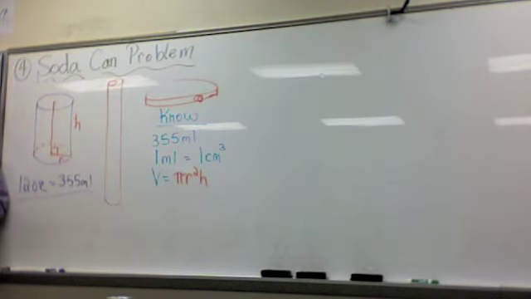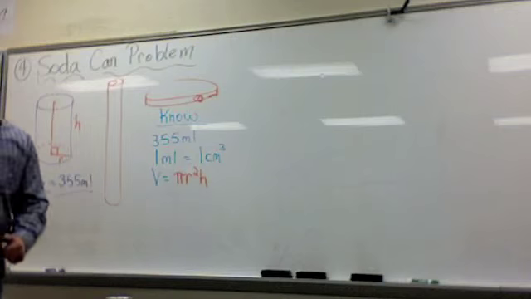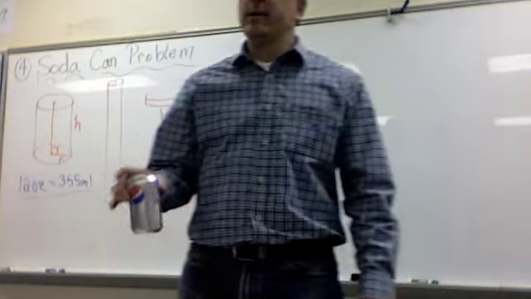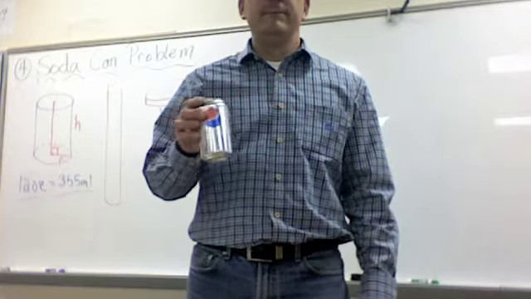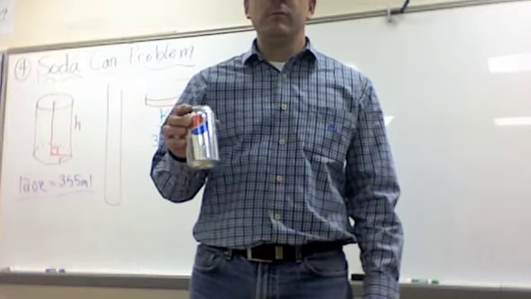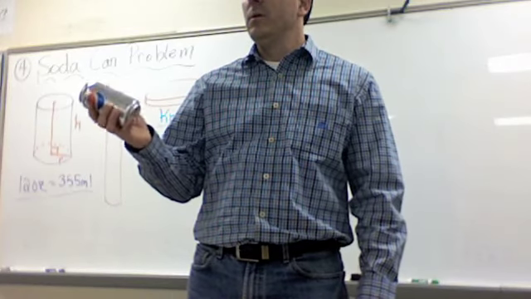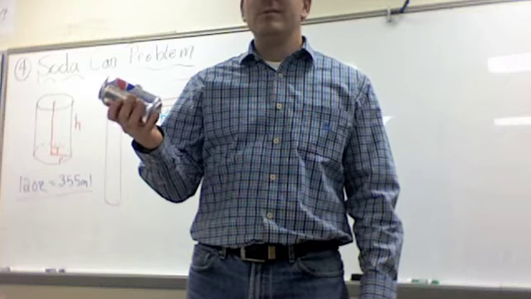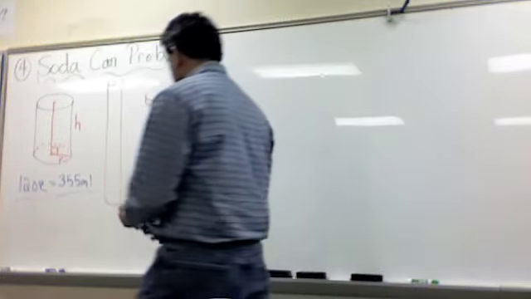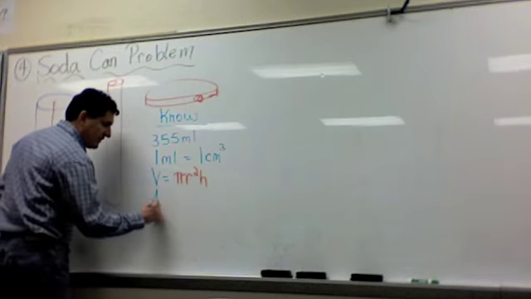Okay, what else do we think we should know? Think about what we're trying to find. What are we trying to find? Dimensions. How much aluminum? Surface area. So now we're going to do surface area. I'm going to use just A for surface area.